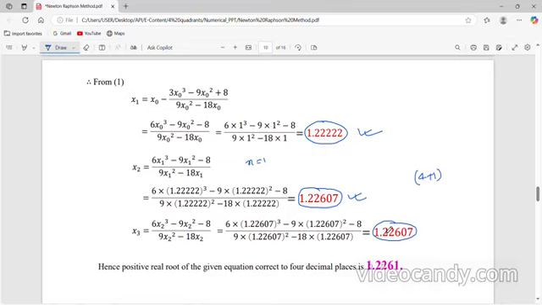So your answer will be, since we are having 4 decimal places and we have to check 5 decimal places, 1 2 3 4 5, the fifth decimal place is greater than 5, that is 7. So the previous one is increased by 1. So that's why the result is 1.2261.